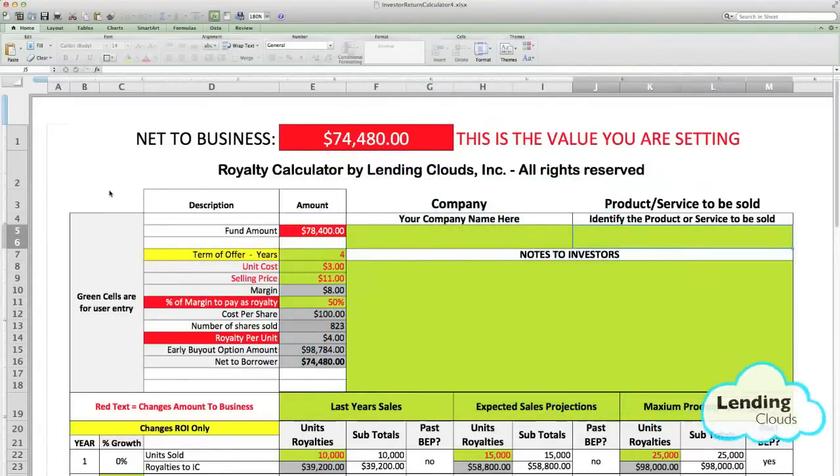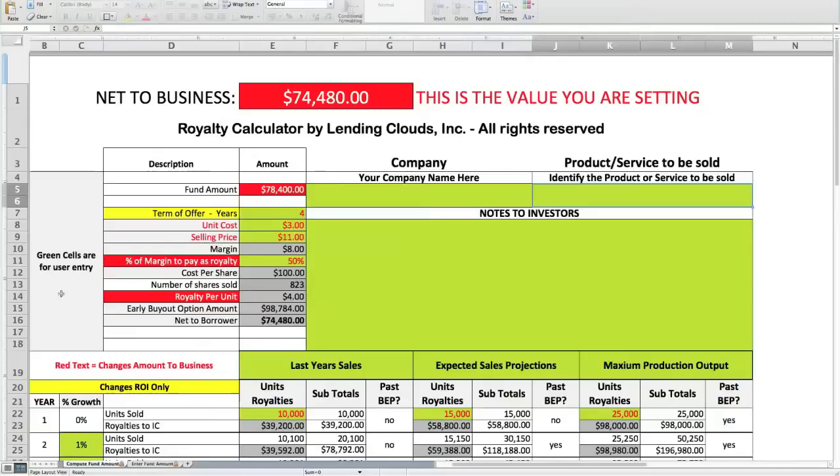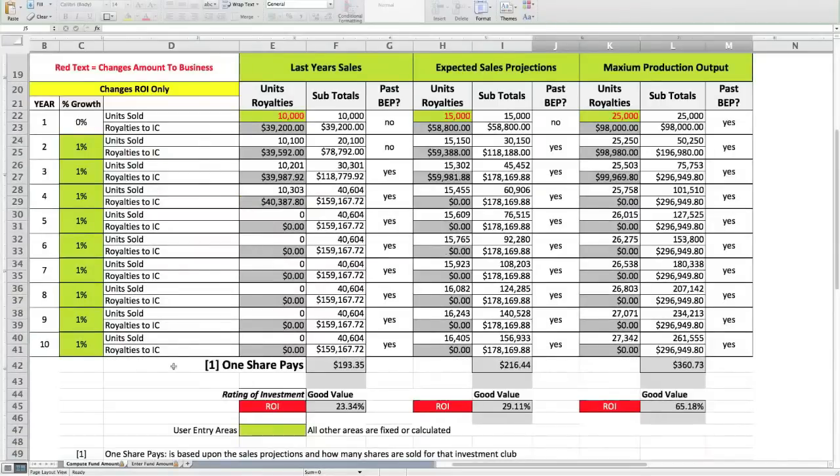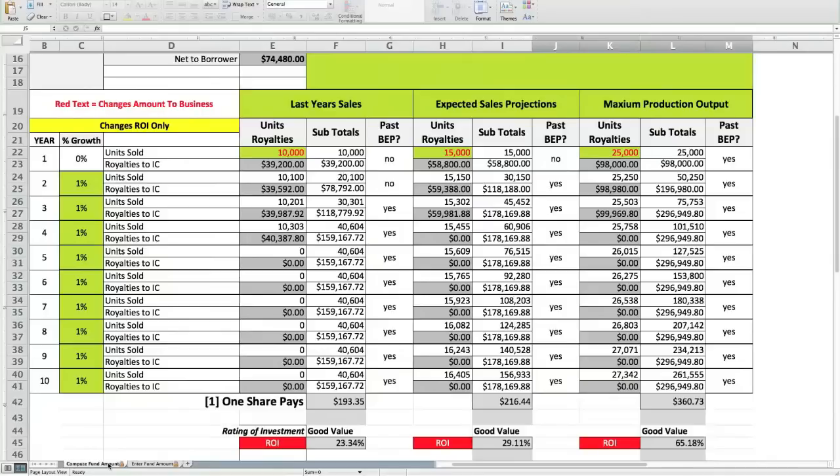Getting money using royalties is a great way to go for a small business, and what I'm going to do in this spreadsheet is show you how we calculate what a good royalty payment might be, depending upon the amount of money that you want or the return on investment that you think investors are wanting to get from a deal with you. This is our spreadsheet, and we've got two worksheets in here.